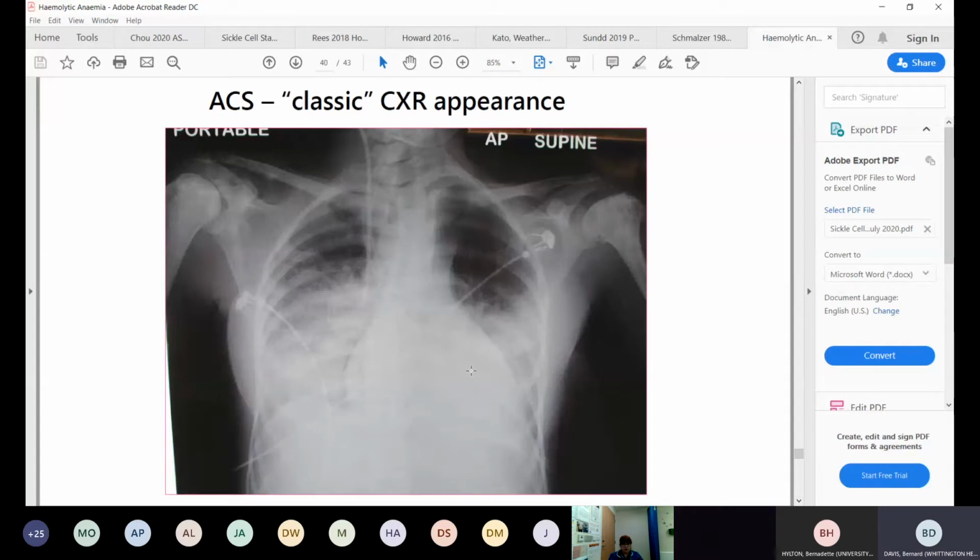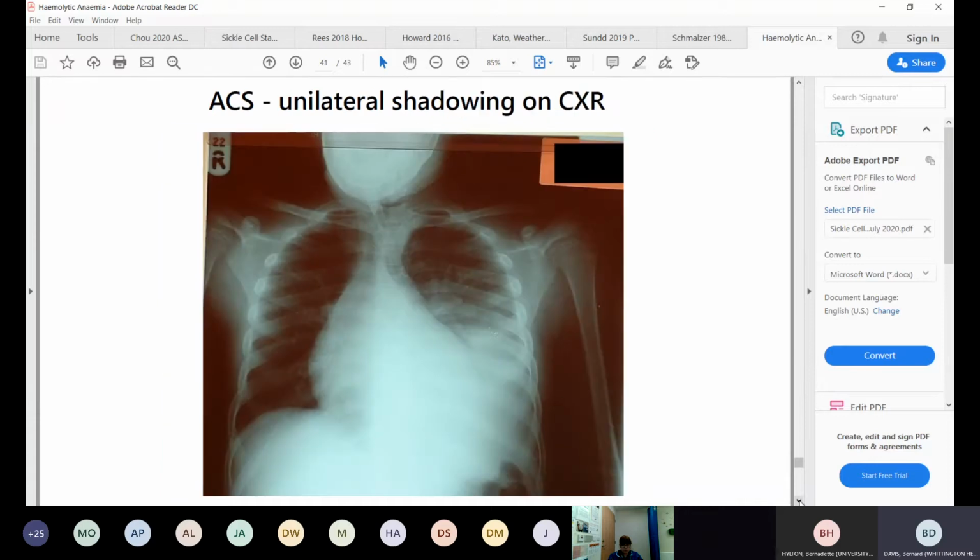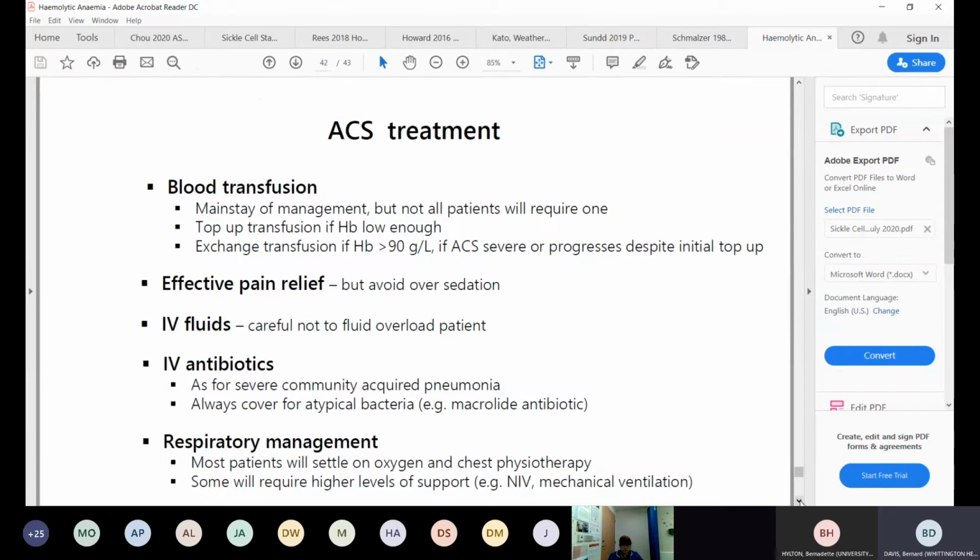And we've seen this again, this will be your typical appearance. So generally speaking, in adults, it tends to involve the lower and middle lobes. So you have quite extensive shadowing here, bilateral shadowing. But bear in mind that unilateral shadowing will also be a case of chest syndrome. Now, in the old days, we would say that this is pneumonia. We don't anymore. This is acute chest syndrome because they've got shadowing on that chest x-ray.